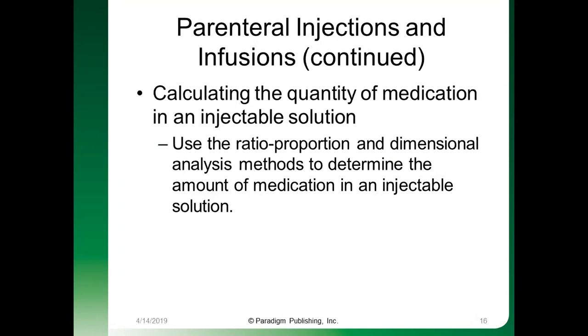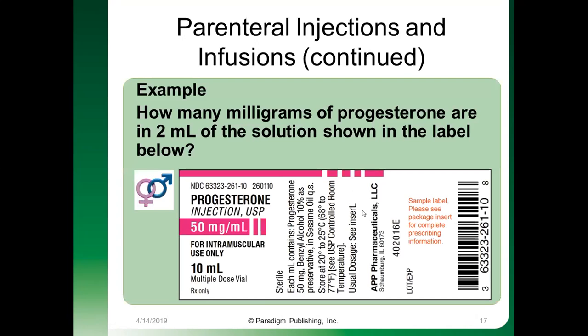Calculating the quantity of medication in an injection solution. Use the ratio, proportion, and dimensional analysis method to determine the amount of medication in an injectable solution. For example, how many milligrams of progesterone are in 2 ml of solution shown in the label below? Looking at this label, we see that we have 50 milligrams per ml.